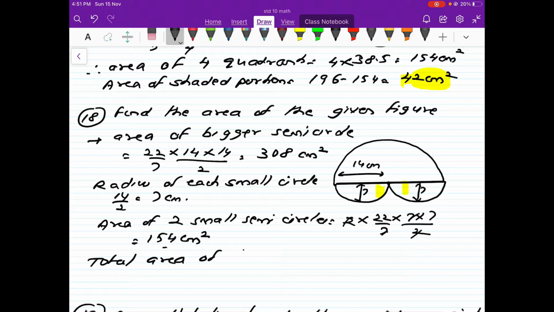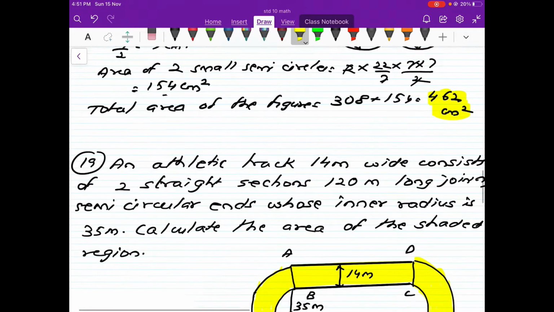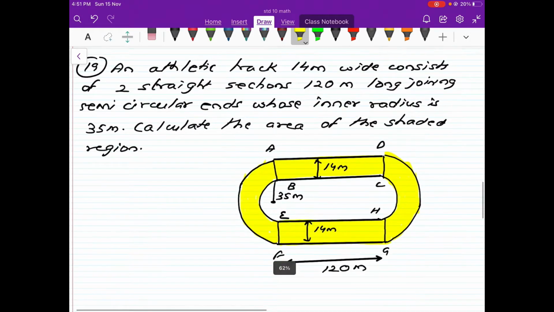Total area of the figure will be 308 plus 154. So that is 462 centimeters square, which is the required answer. So now we go to the next sum.